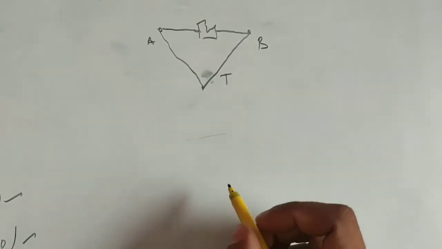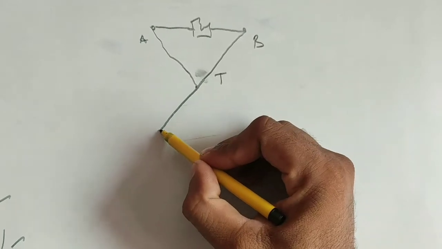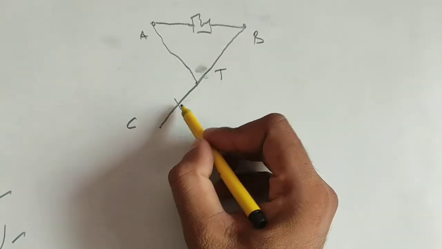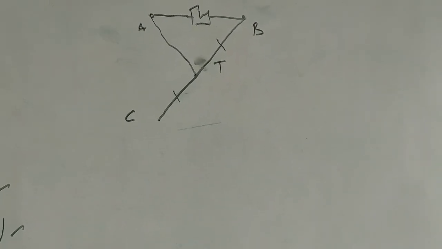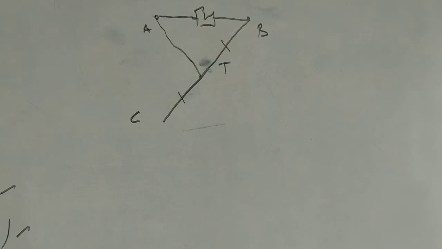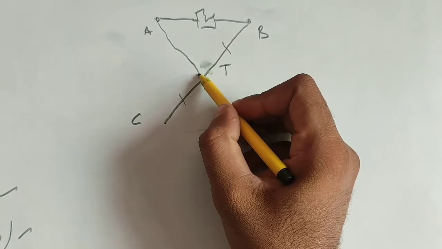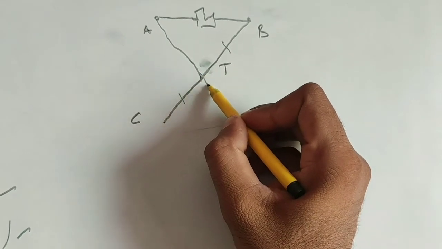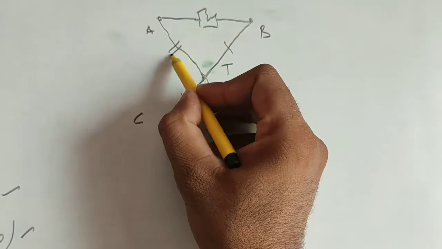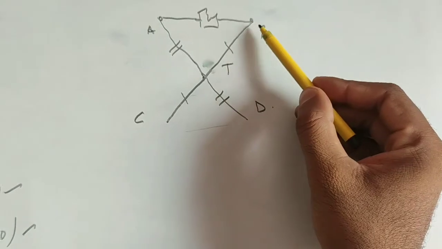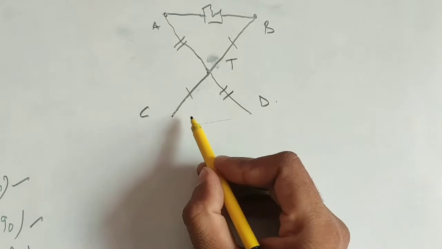Okay. Now to measure the distance AB, we extend TB to C such that TB and TC are equal. Now again AT is there. Now again extend AT to, suppose, D such that AT and TD are equal. First we extend this BT and now we extend this AT. Okay, and join this.